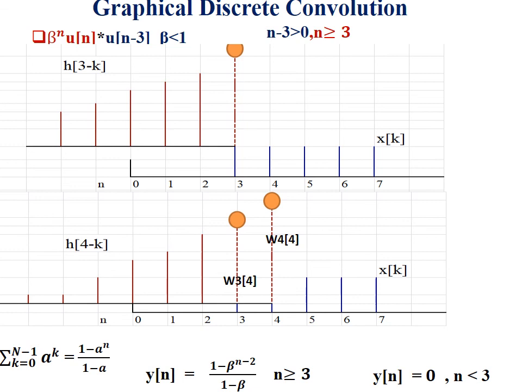And already the value of y of n for n less than 3 has been evaluated, and it has been shown to be 0, giving the solution y of n equal to 0 when n is less than 3, and y of n is equal to 1 minus beta to the n minus 2 divided by 1 minus beta when n is greater than or equal to 3.